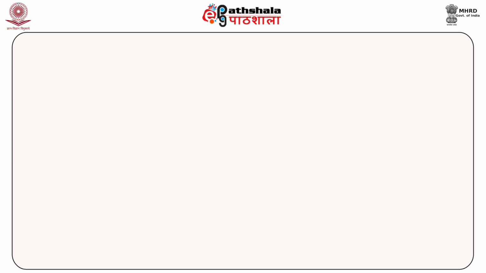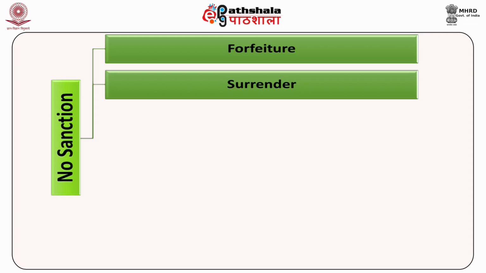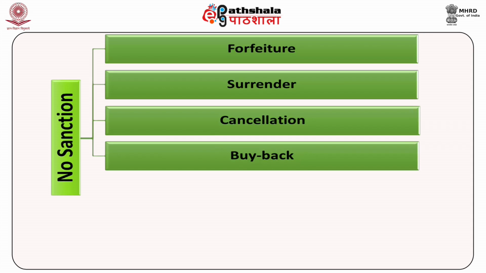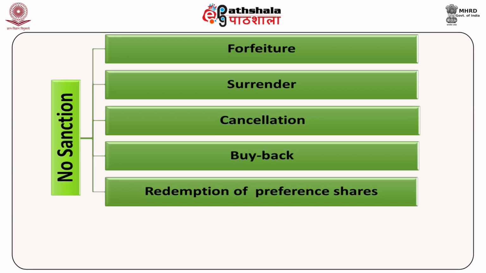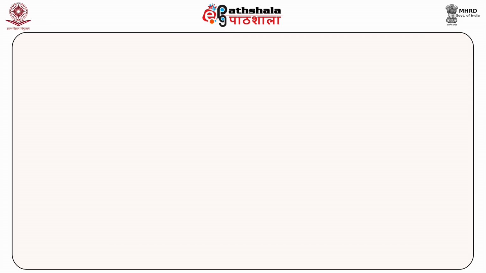In the following cases, reduction of share capital does not require sanction of the tribunal or court, namely, number 1, forfeiture of shares, number 2, surrender of shares, number 3, cancellation of unissued capital, also known as diminution of share capital, number 4, buyback of share capital, number 5, redemption of preference shares, and number 6, purchase by the company of shares of a member under an order of the tribunal or Company Law Board at present for prevention of oppression and mismanagement. We shall now analyze the difference between reduction of capital and diminution of capital.